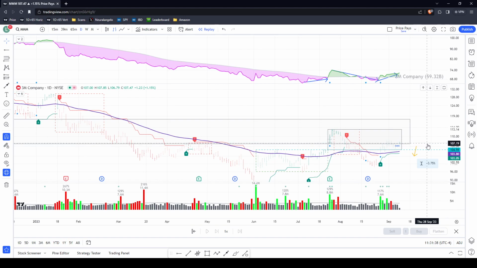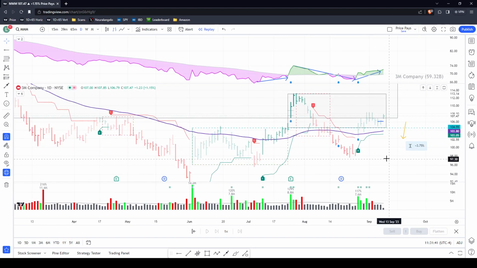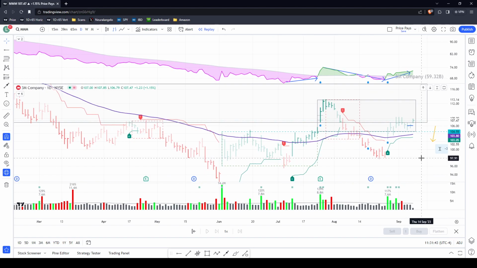All right, that is it. So let's keep an eye on this one for the next few weeks, even to see if it comes back down to around this price range, 104.5 to, let's say, 105.5 range or 106 range.